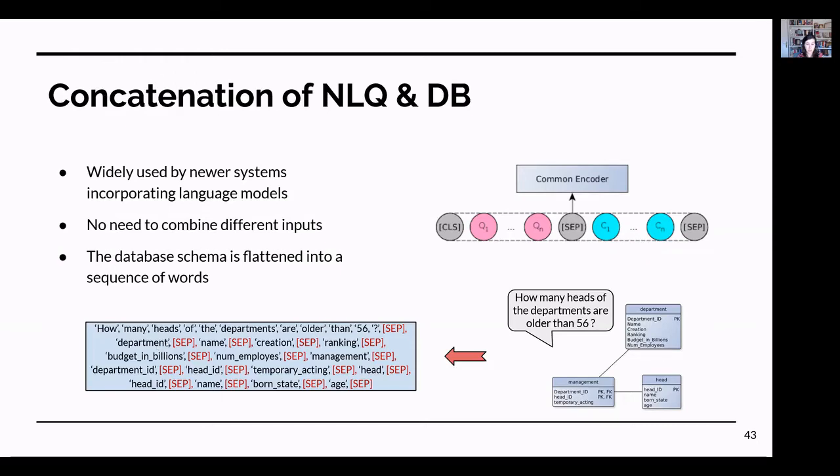And notice here how the database schema is essentially flattened. So we don't see the tables, the connections between the tables. We just have the columns that exist in the database. And of course, we have again the separator to show wherever we have a new column.